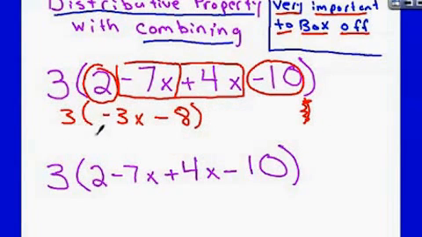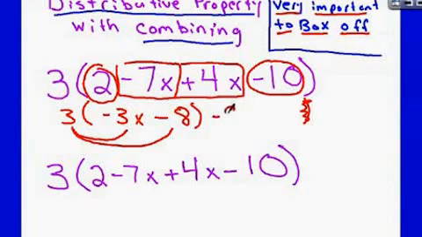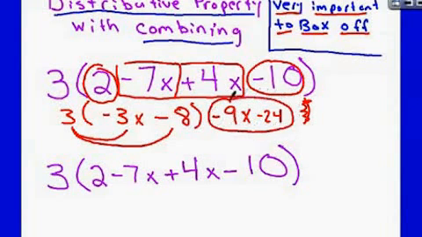And now I have the distributive property. I have 3 times everything that's on the inside here. Okay? So 3 times negative 3x, we've talked about, is going to be negative 9x. And then 3 times just straight up negative 8 is going to be negative 24. Those two things cannot be combined together. That's the answer to our problem.